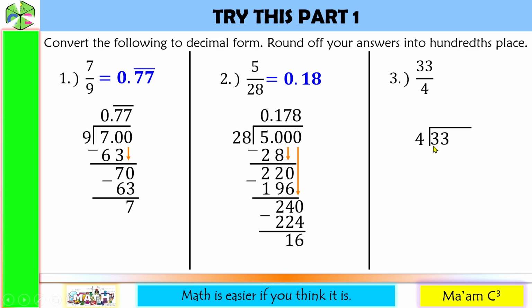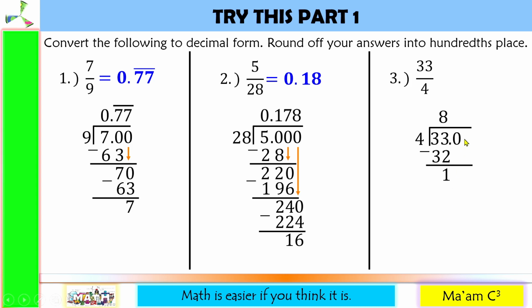Last one, 33 divided by 4. Since 33 is greater than 4, it means we can divide 33 by 4. How many 4s can we form in 33? We can form eight 4s. 8 times 4 is 32. 33 minus 32 is equal to 1.